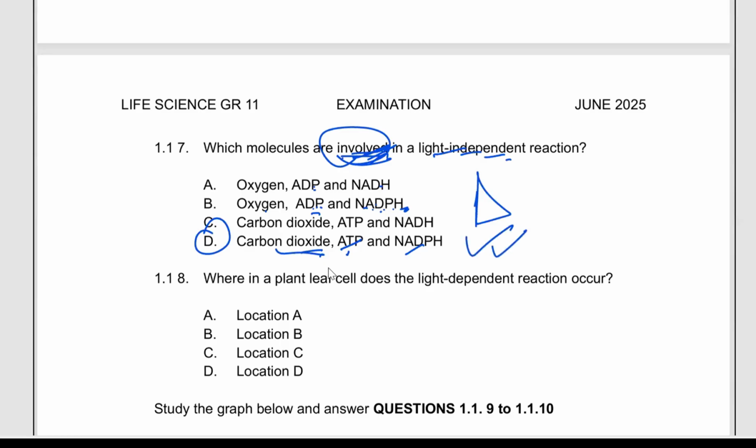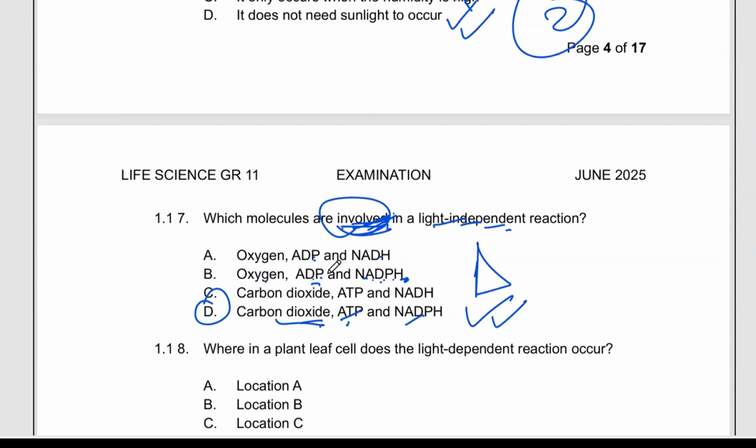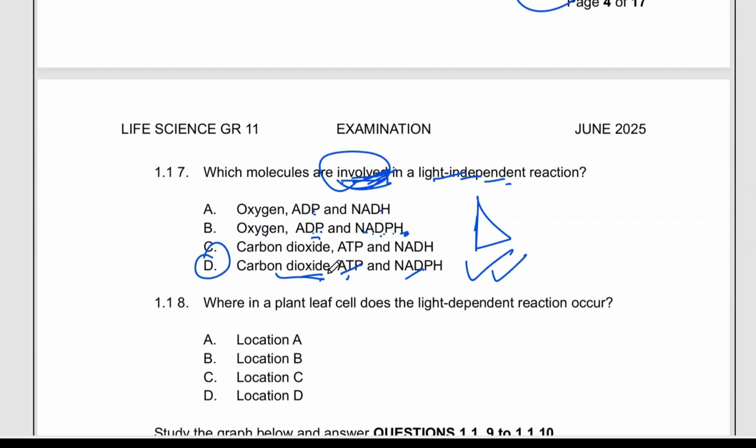Where in the plant leaf cell does the light independent reaction occur? The light independent reaction. So now you have to go back and find out the light independent reaction.